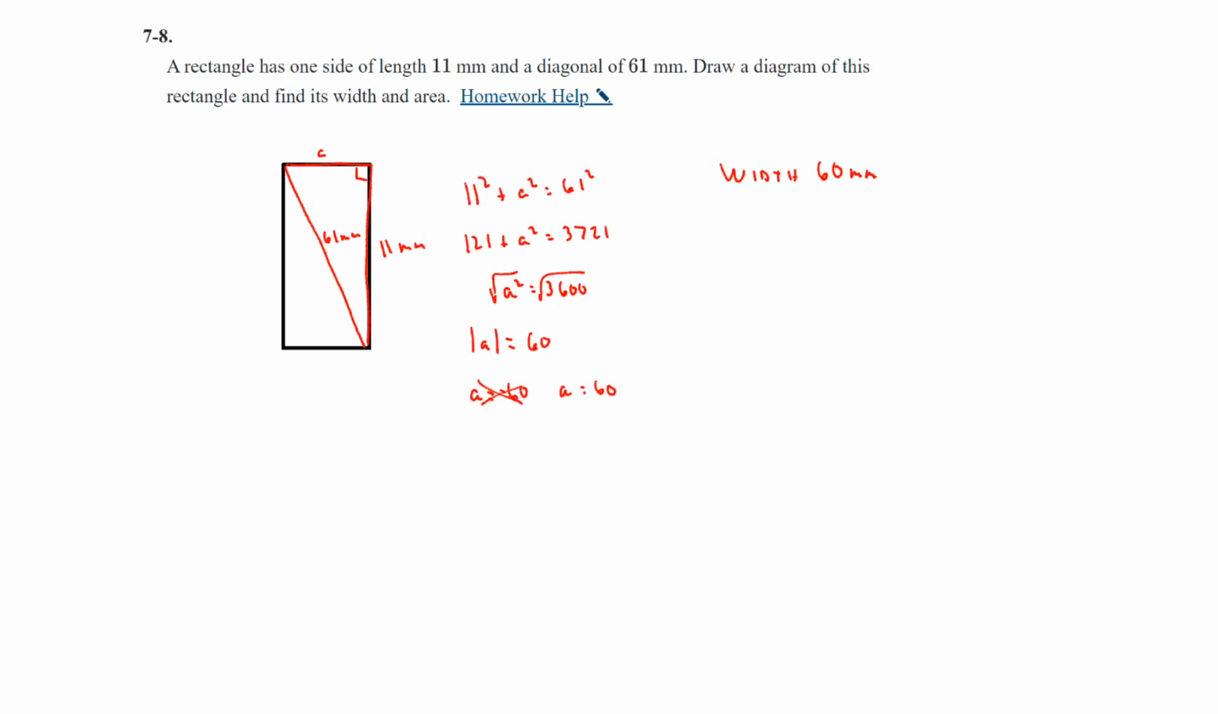Then the other thing we need to know is the area, and we can find the area by taking length times width. So now we have the length times the width of 60, and that will give us an area of 660. Remember, it's units squared, so millimeters squared. So now we can add the area, and once again, that's 660 millimeters squared.